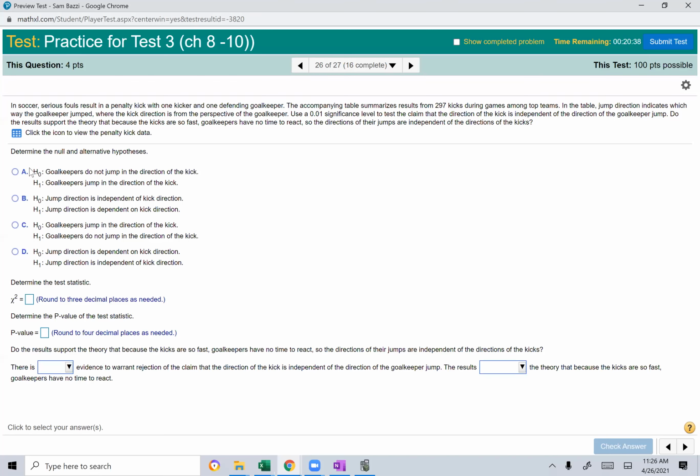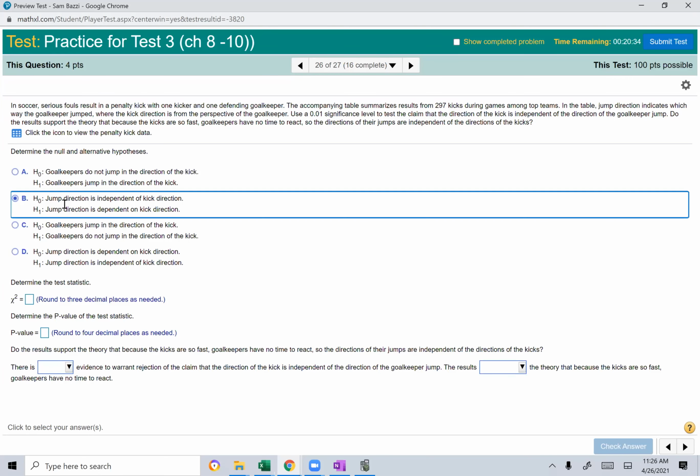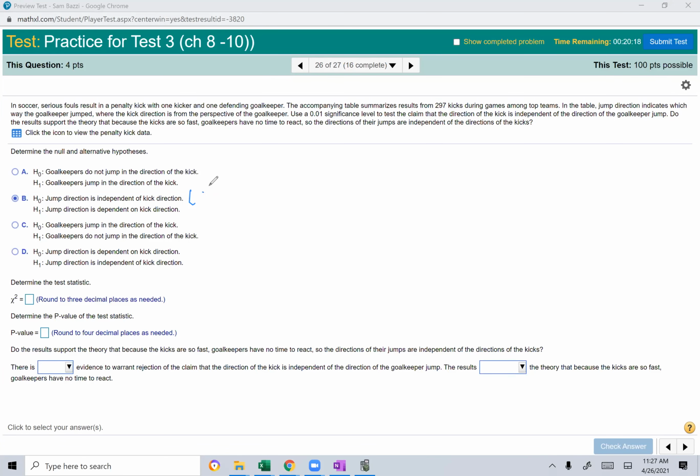So jump direction independent. Okay, right here, it's B. Do you guys agree it is B here? Independent, so the claim is in H0. I think you guys agree. Claim, because it says it's independent. Okay, let's see the table.